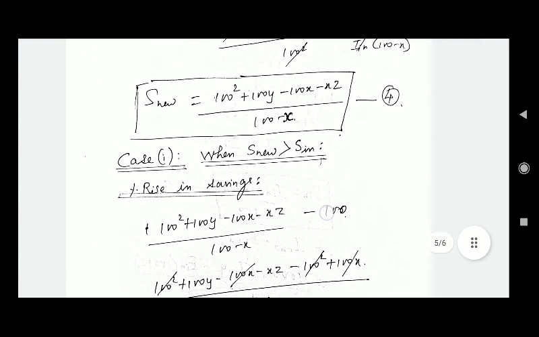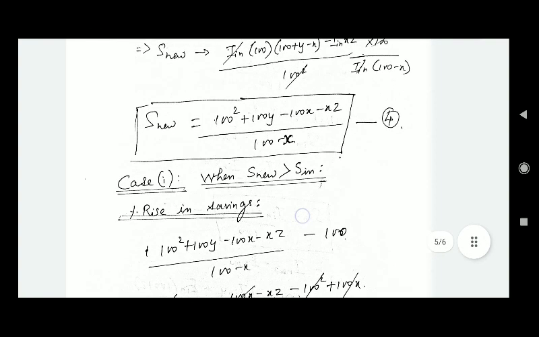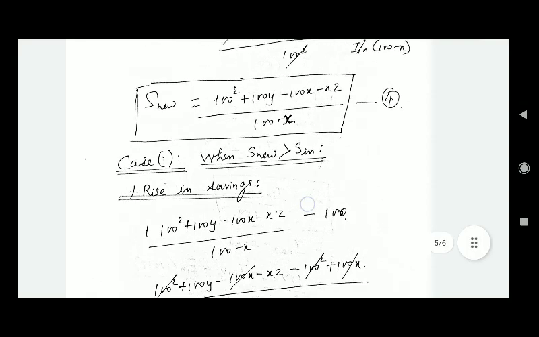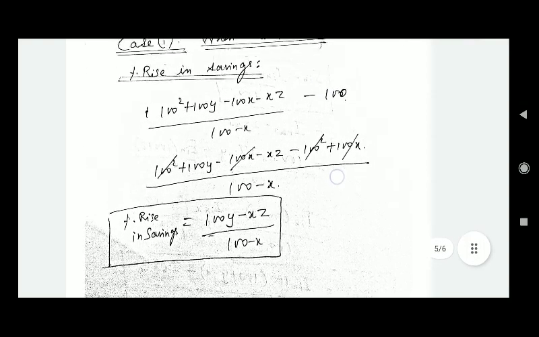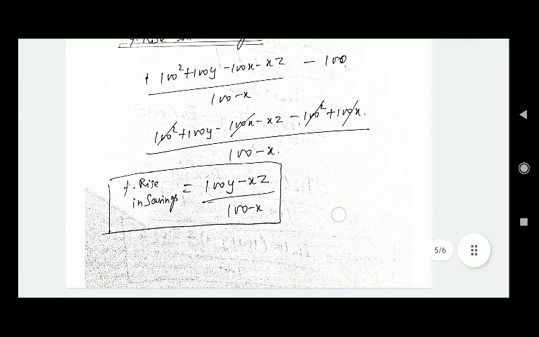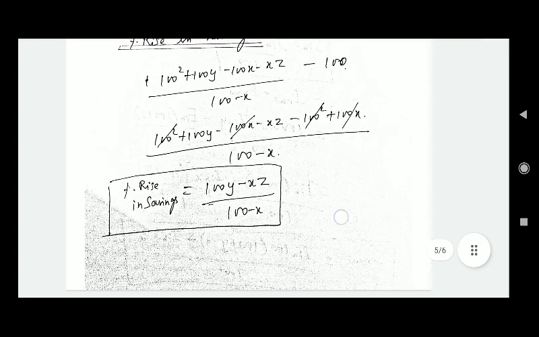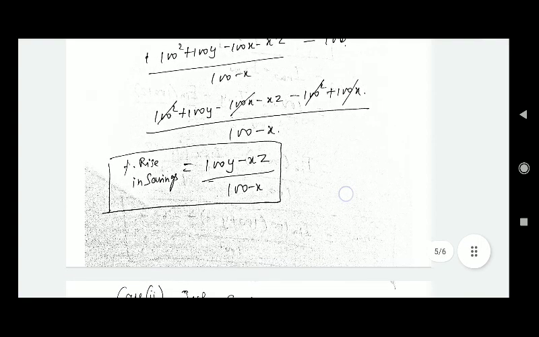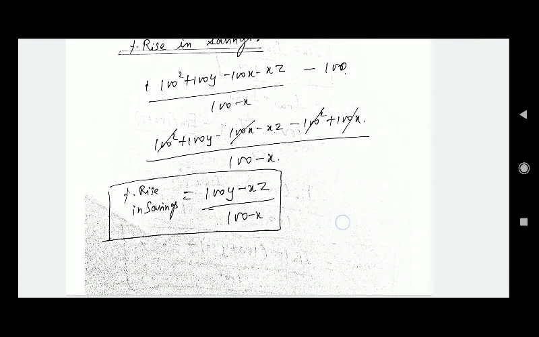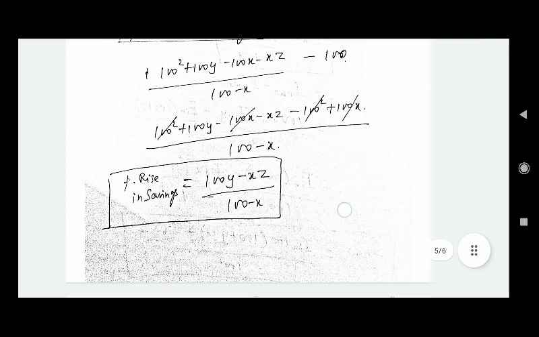In the case when the revised savings is greater than the old savings, obviously the one given by equation 4 will be greater than 100, when the initial saving is given a yardstick of 100. So we have to subtract 100 from the value given in 4. When we do that, what we get as the percentage rise in savings will be (100y minus xz) by (100 minus x). This is a very important formula for most competitive exams like XAT, CAT, etc., wherein both income and expenditure are on the rise and the rise in percentage of savings is being asked.